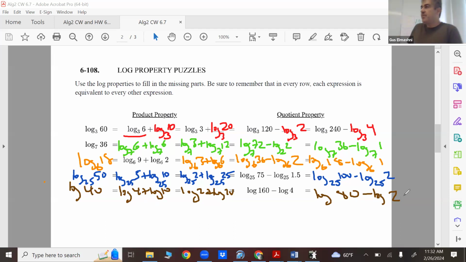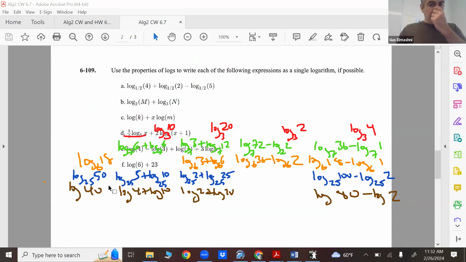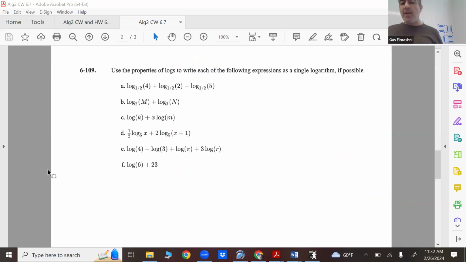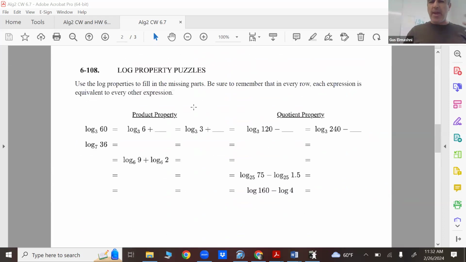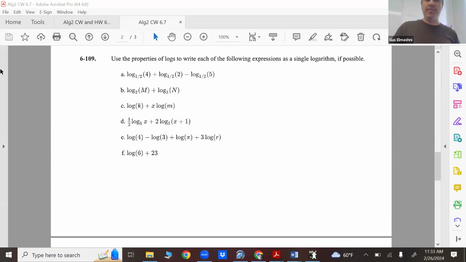So questions on this? Hopefully this gives you a better understanding of how the properties work. I think we'll really drive the point home on the bottom of the page and the next page. So here, express as a single log. Okay. These are actually test problems, 6109. Everything we've done so far is just training you guys to understand the properties. This is truly a test question. So you may want to write that down somewhere.